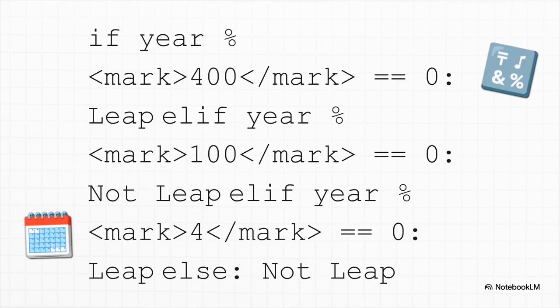And here is the solution in Python. Now, that little % sign, that's the modulo operator. Don't let it scare you. All it does is give you the remainder after a division. So when we say year % 400 == 0, we're just asking, is the year perfectly divisible by 400 with no remainder? Notice how the structure of our code perfectly mirrors the logic of the rules we just went over.